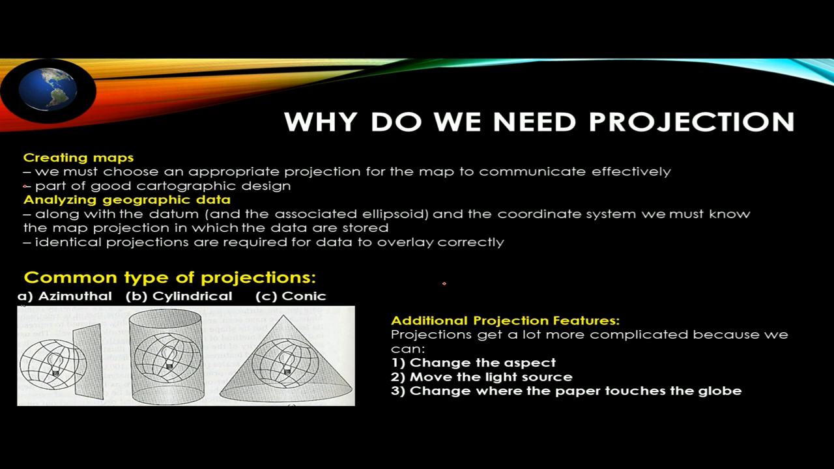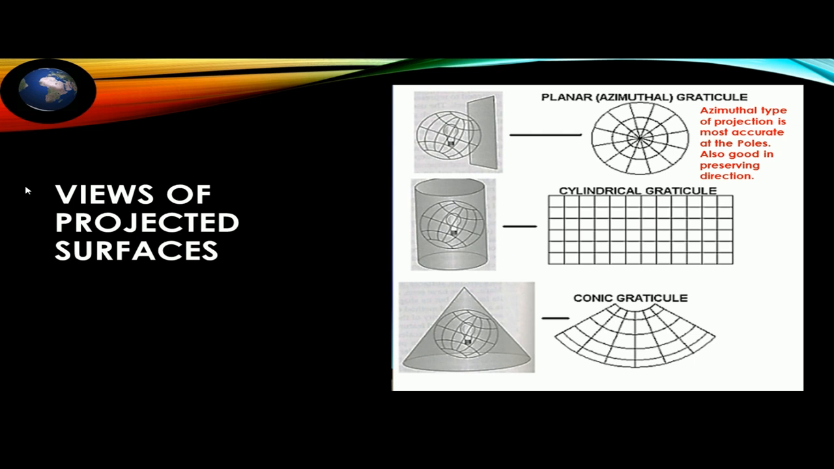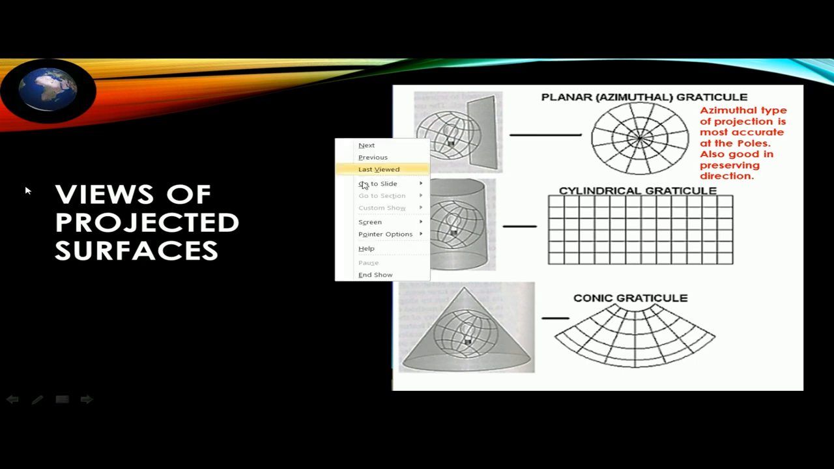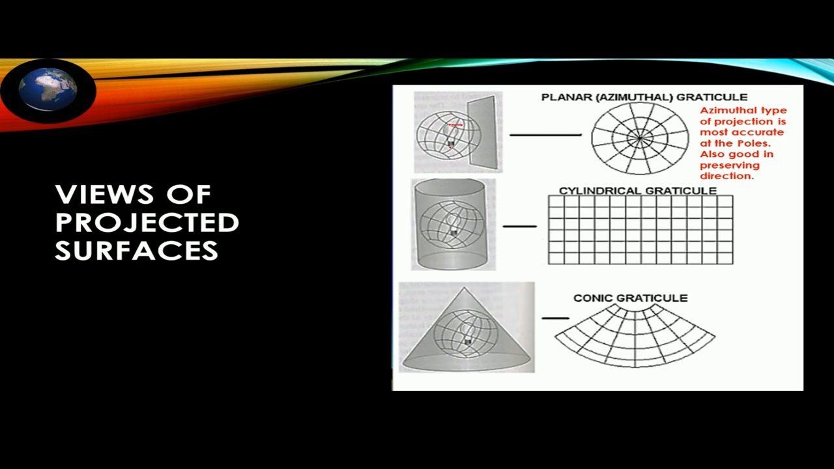Moving the light source changes where the paper touches the globe. So let me show you how it works. When there is a planar azimuthal graticule, you see there is a bulb inside the globe. If we consider there is a bulb inside the globe and we are projecting light on the 2D paper, azimuthal preserves direction. So it will preserve the direction in your map.